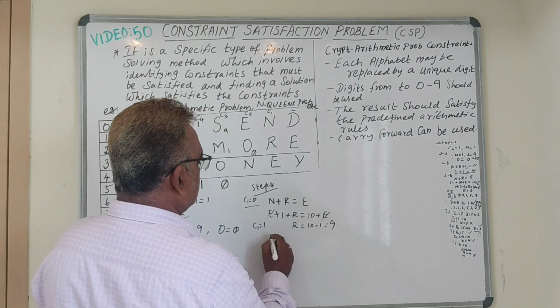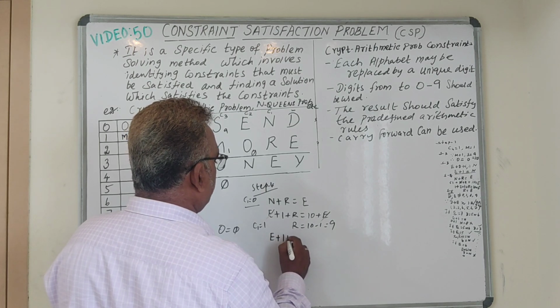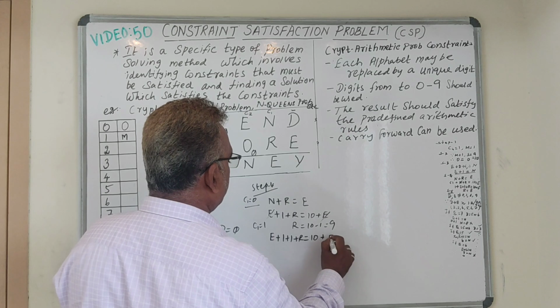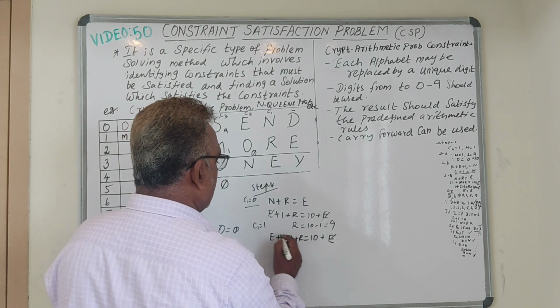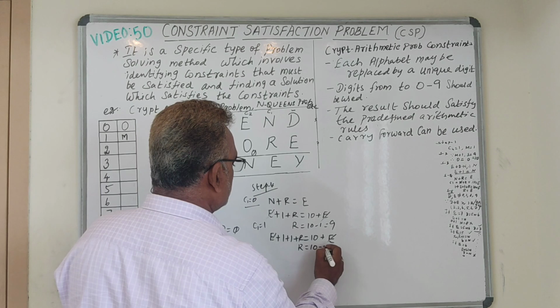So this being the case, E plus 1 plus 1 plus R is equal to 10 plus E. So this E and E get cancelled. Now R is equal to 10 minus 2, which is equal to 8.